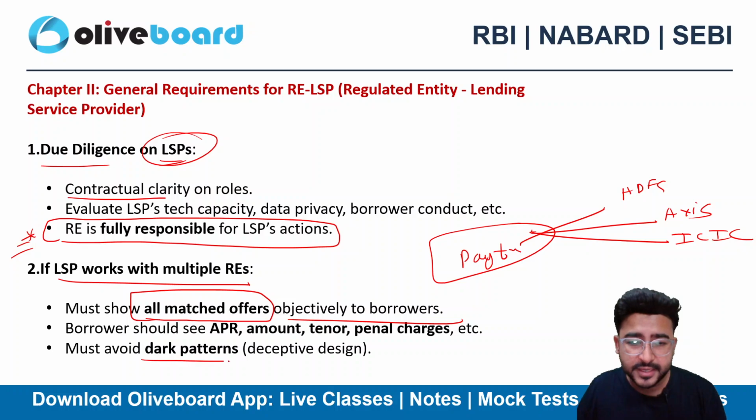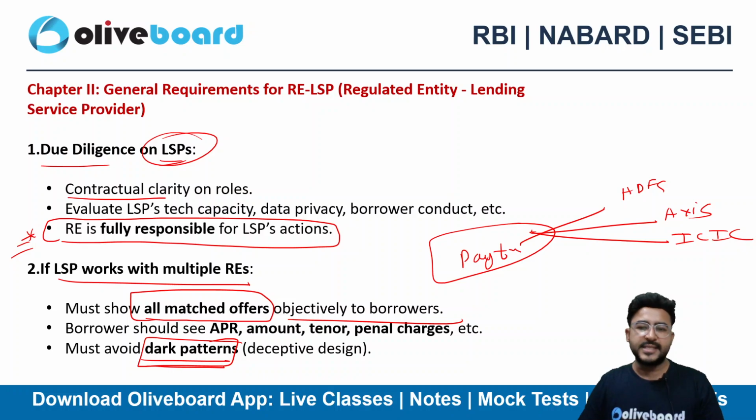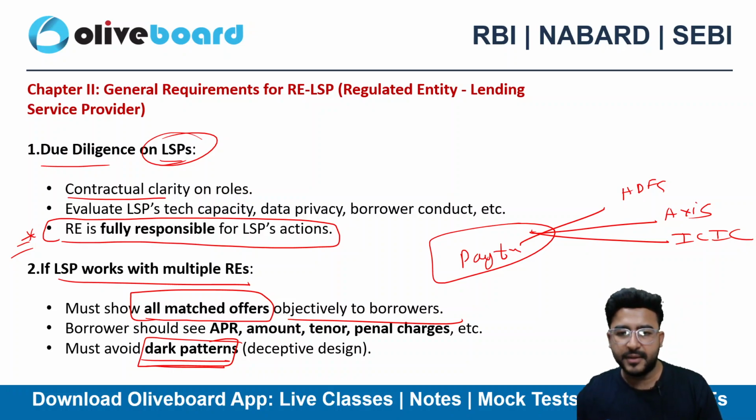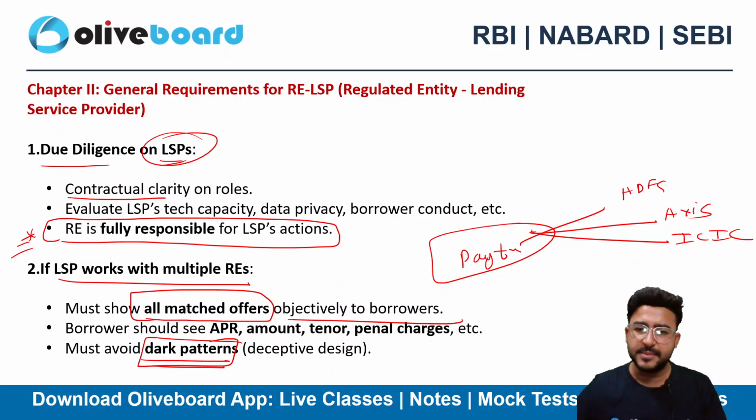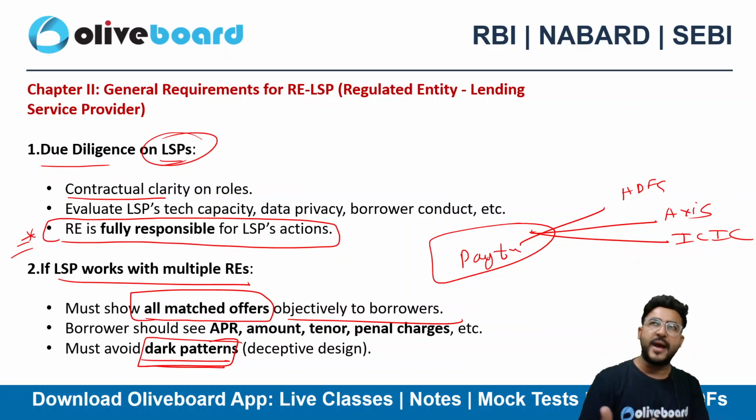It must avoid the dark patterns. What do you mean by dark patterns? Let's suppose I'm buying an insurance, for example. While buying the insurance, the platform is just checking on directly all the riders. Let's suppose I just want to buy an insurance.